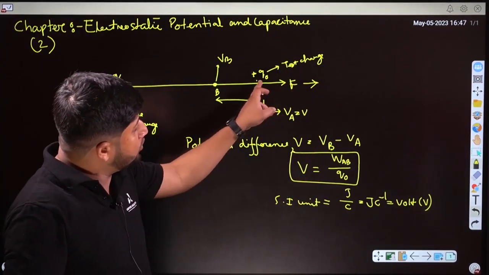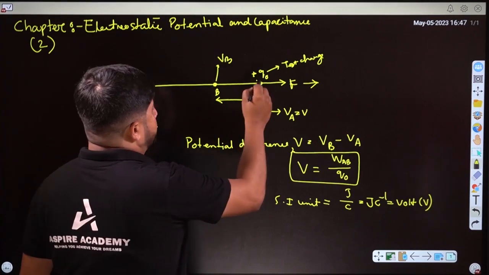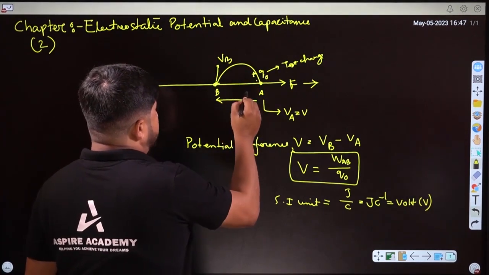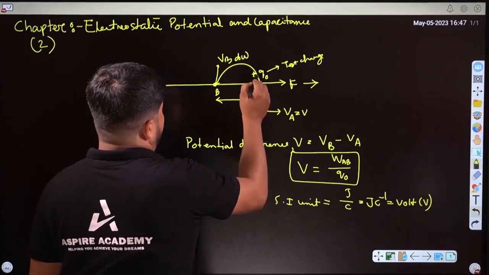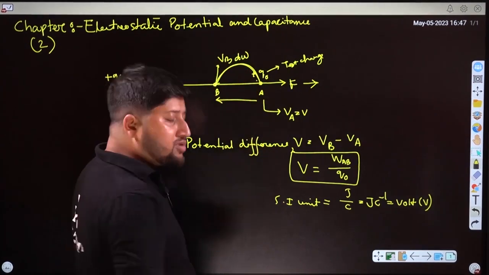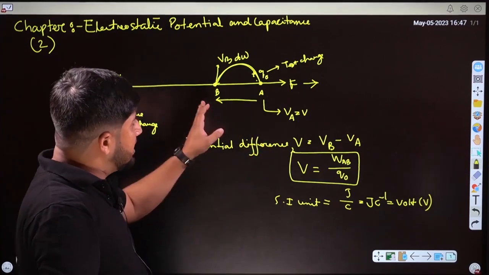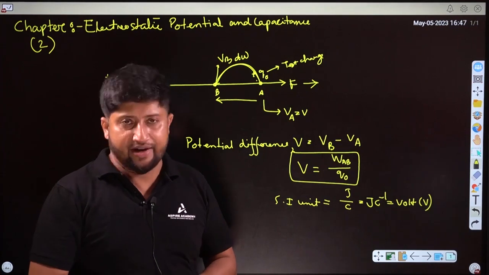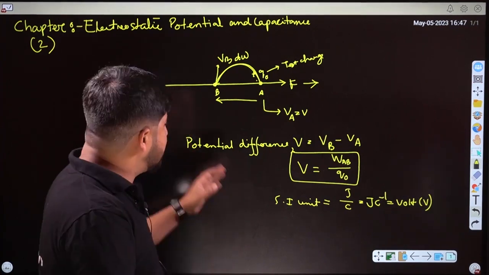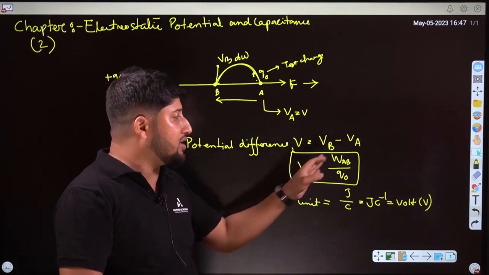So the amount of work done in bringing a unit positive charge from one point to another, suppose work done W, against this electrostatic force, this is called potential difference. Potential difference formula is V is equal to W by Q naught.